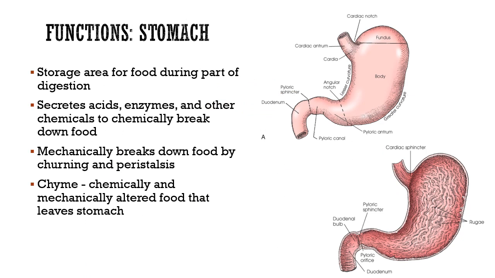The functions of the stomach include a storage area for food during digestion. It secretes acids, enzymes, and other chemicals to chemically break down food. It chemically breaks down food by churning and peristalsis. Chyme is what leaves the stomach: chemically and mechanically altered food.